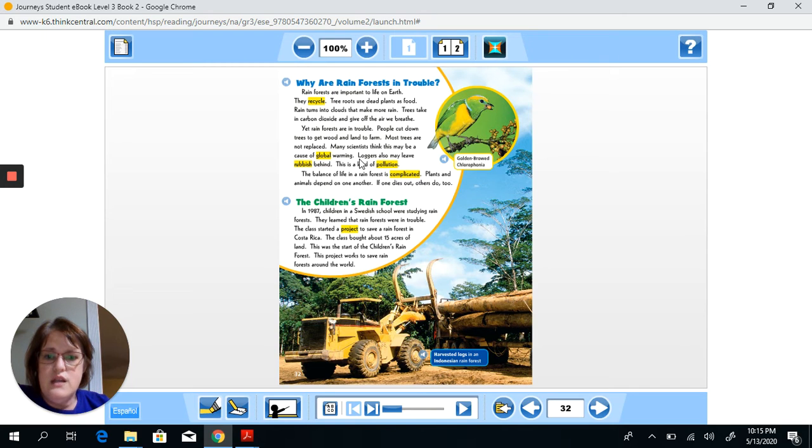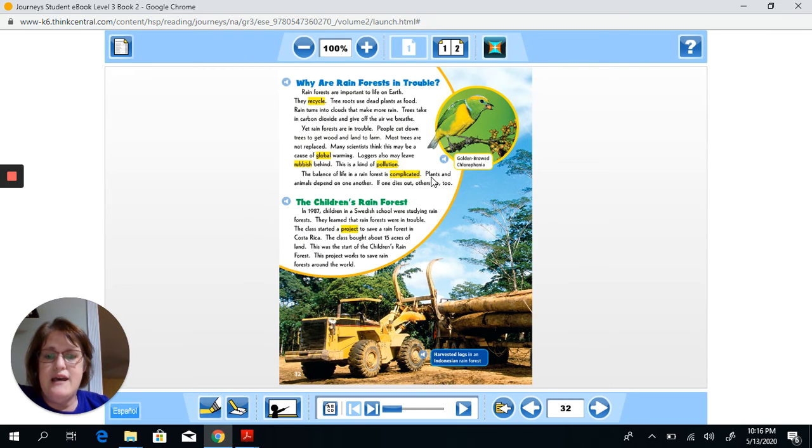Also, loggers are leaving behind what they call rubbish, or different materials that really are a source of pollution, which we know can affect the plants and animals. Okay. We should be able to make a connection with this last part where it says the balance of life in a rainforest is complicated. Plants and animals depend on one another. If one dies out, then others do too.